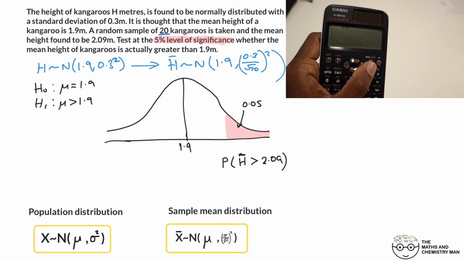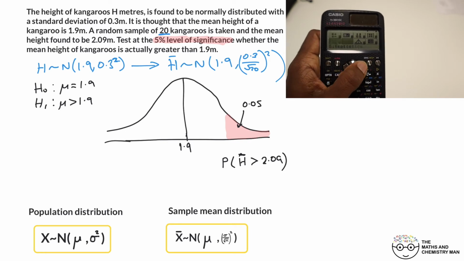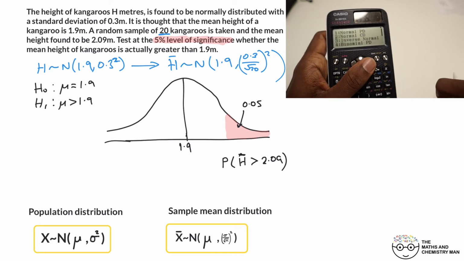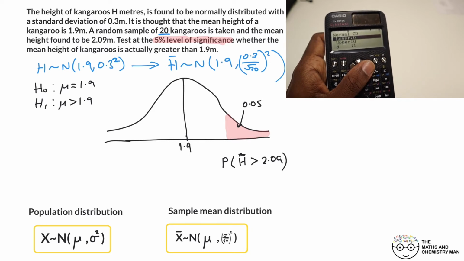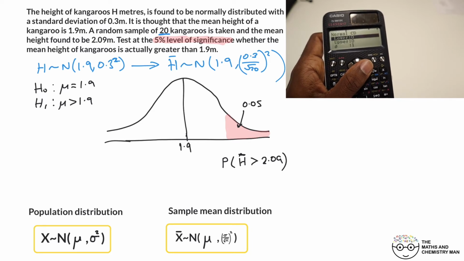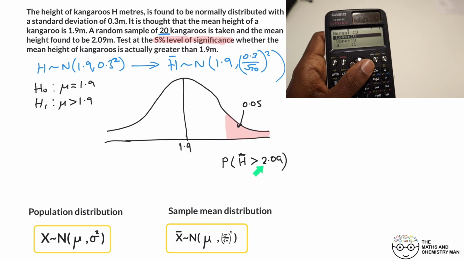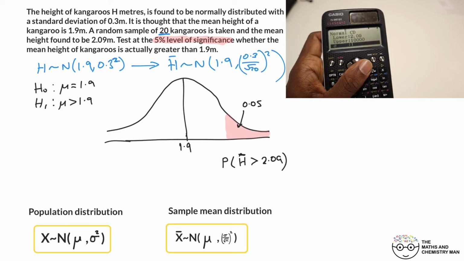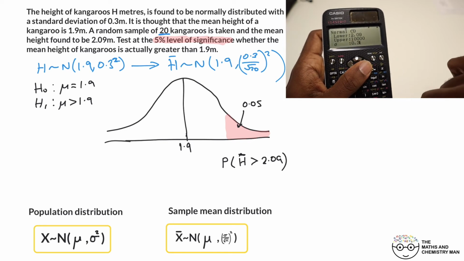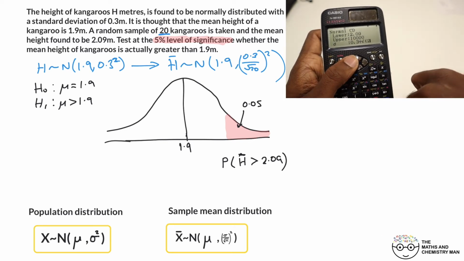And so how can I do that? Well, all I need to do is open up my calculator, go to my distributions, and find the normal CD. Now our lower value, because we're looking for greater than 2.09, our lower value is 2.09. Our upper value can be anything big, we'll use 10,000. And our standard deviation, remember that there is now 0.3 divided by the square root of 20.